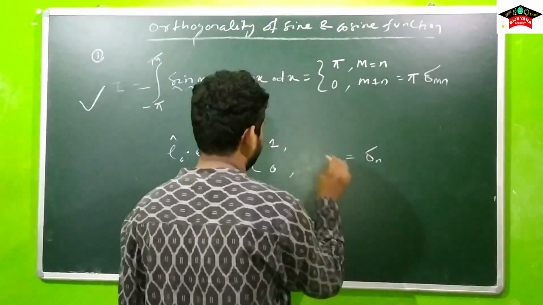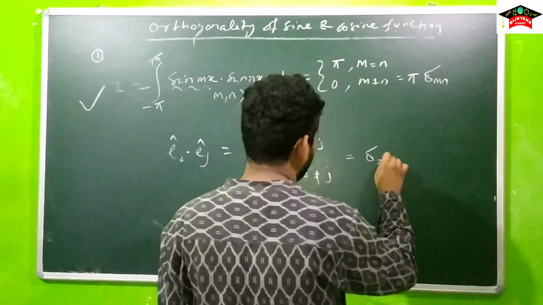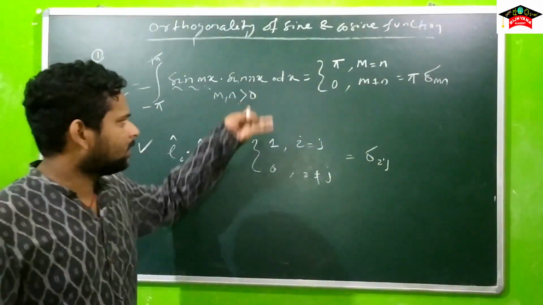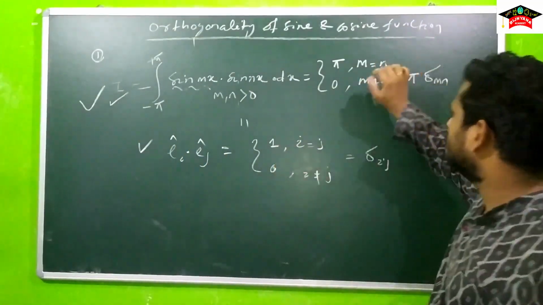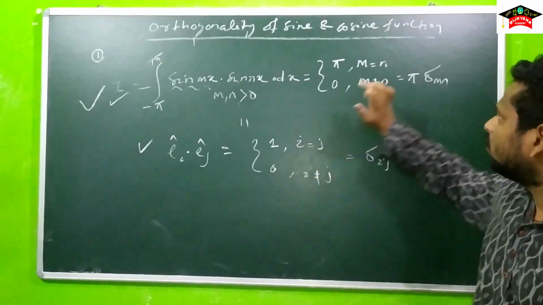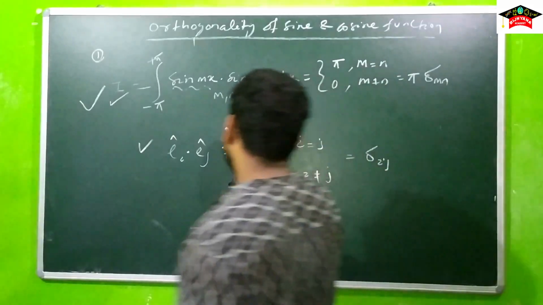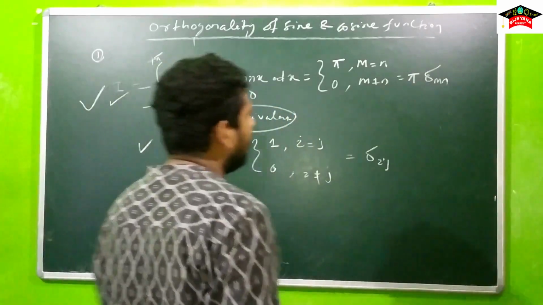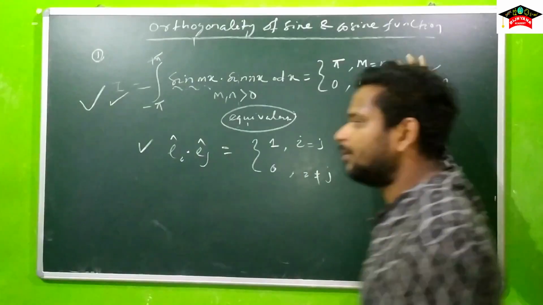So we can write delta ij. Sorry, I have taken it as ij, so i equal to j, i not equal to j. So delta ij. This equation and this equation look like a similar condition. When i is equal to j, it is non-zero; here also, when m is equal to n, it is non-zero. When i is not equal to j, it is 0; when m is not equal to n, it is 0. So this condition and this condition are equivalent, and the two conditions can be written in the form of a delta function.